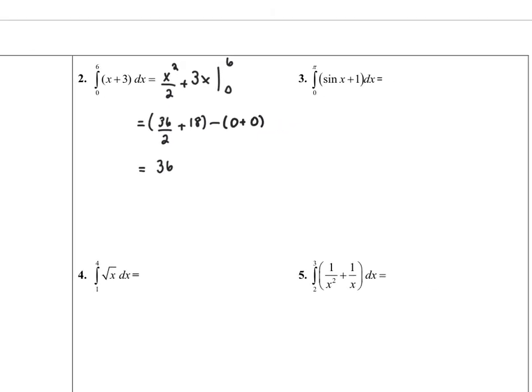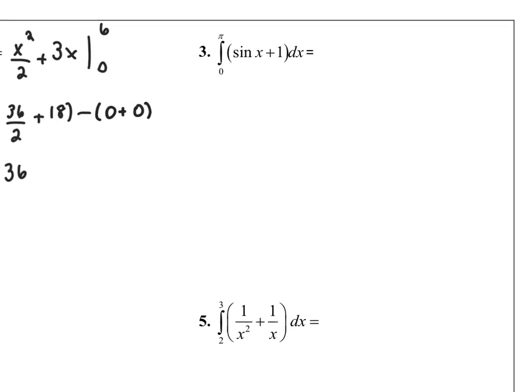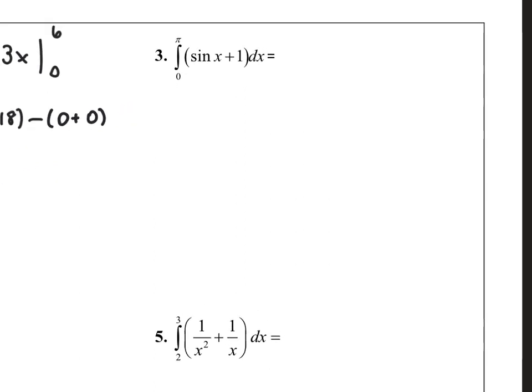Let's take a look at the next one. It involves a little bit of trig here. Again, my first move is just to find an antiderivative. An antiderivative of sine x is negative cosine x. Watch that negative. It's a common mistake for people to miss it. The derivative of cosine x is negative sine. Along with that negative is why it's positive over here. My antiderivative of 1 is just a plus x.